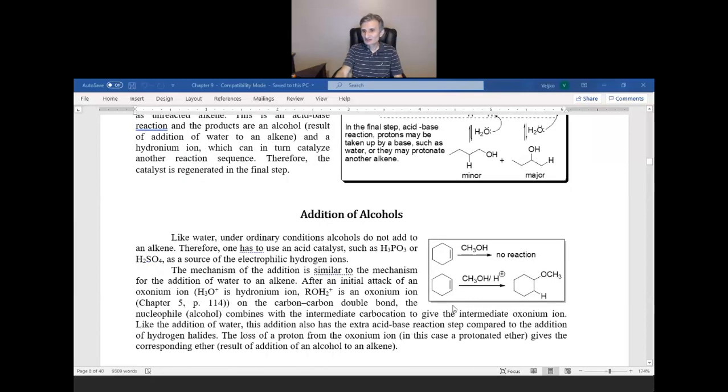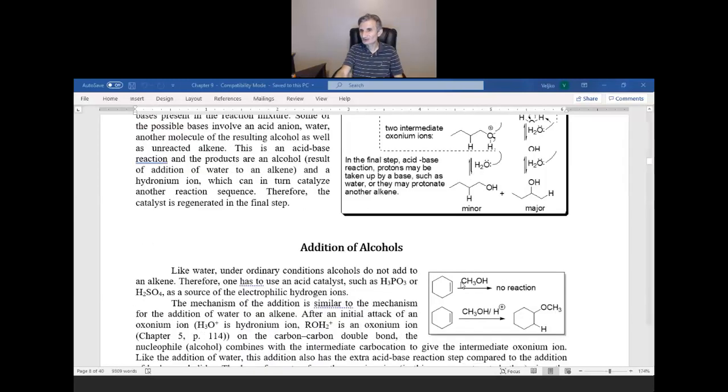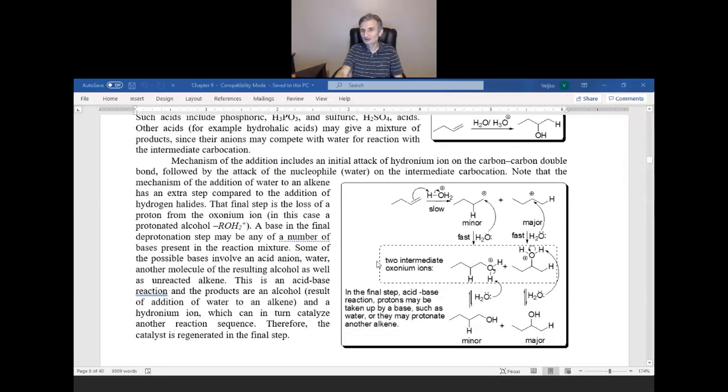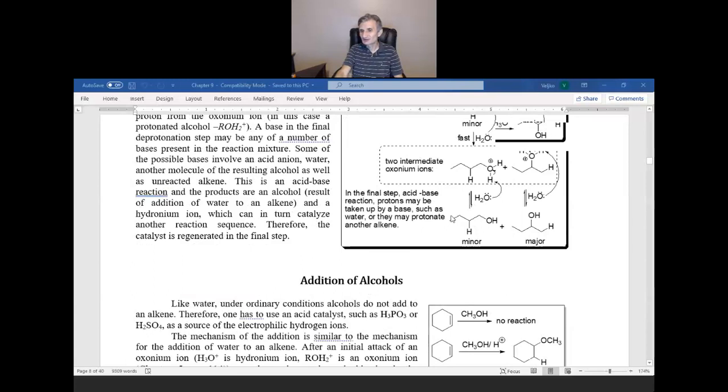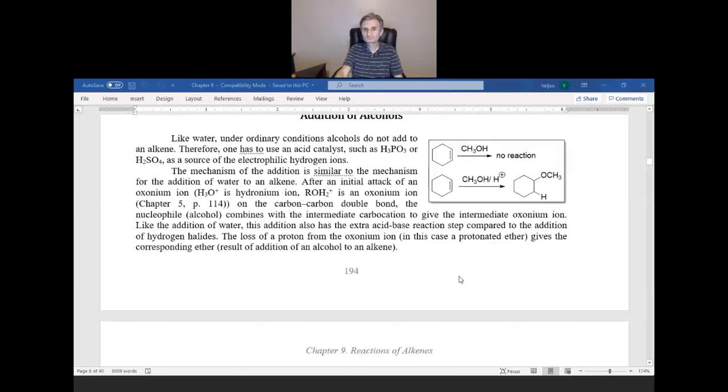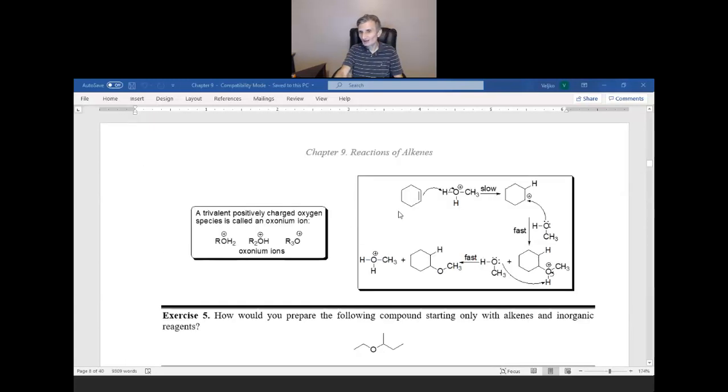Basically, this substituent, methyl group, ethyl group, cyclopentyl, cyclohexyl, does not participate in the reaction. It's the oxygen that adds to the double bond. So it's the same mechanism as addition of water. You just replace one hydrogen with this group of the alcohol. And here is the mechanism. We have an example, one example.